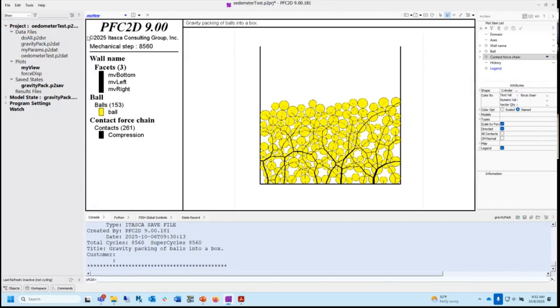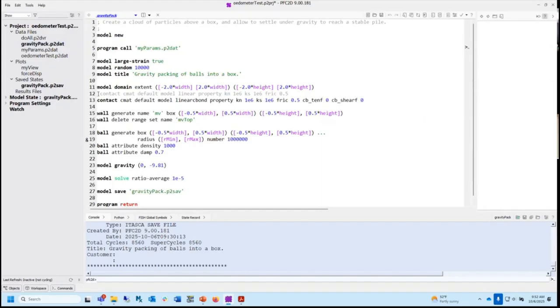During the gravity pack, right here, this is our famous CMAT. What we used to do is: model linear, property, KN, KS, and fric. But if we did that, it's not a contact bonded thing. We can't bond it. So we're going to run it like this: the linear C bond model. We give the same KN, KS, and fric, and now there are two additional parameters. For now, we'll just set them to 0. They're not going to be used until we bond it.